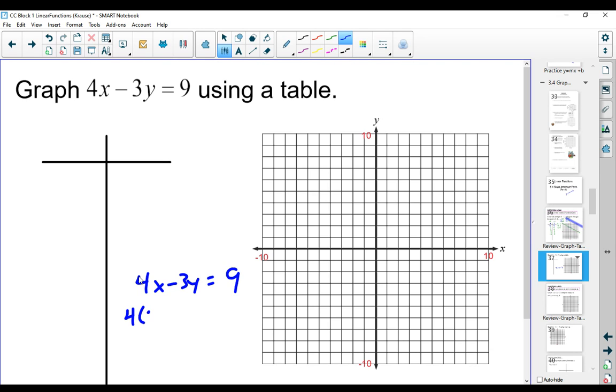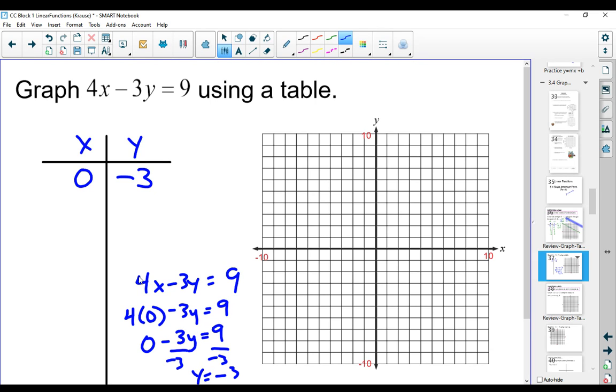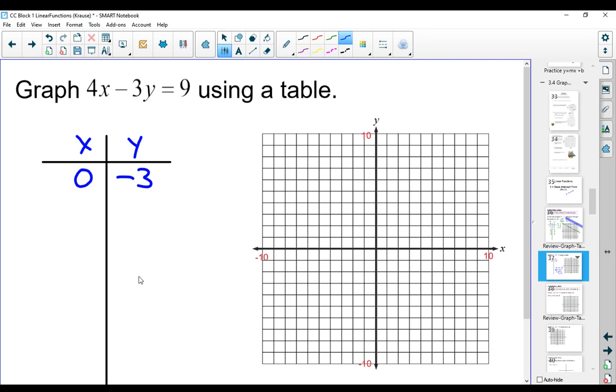So 4 times 0 minus 3y equals 9. That would be 0 minus 3y equals 9. Divide by -3, divide by -3, and y would be -3. So one of my points would be 0 and -3. I can pick other numbers, so I can maybe pick 1. So 4 times 1 minus 3y equals 9, so 4 minus 3y equals 9. 9 minus 4 is 5. This isn't going to be a nice number, so I'm not going to bother.